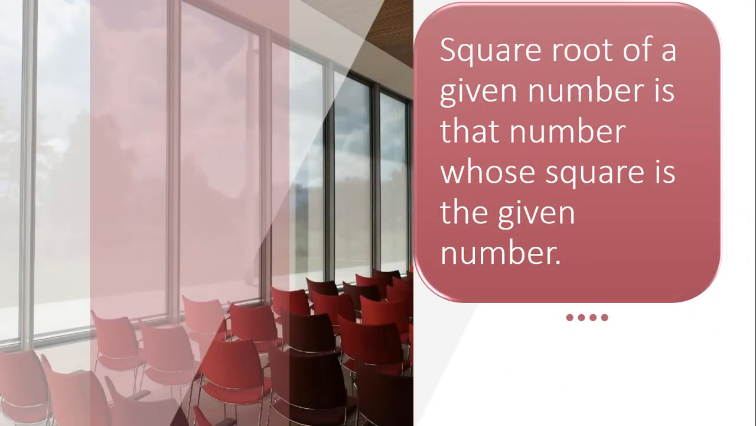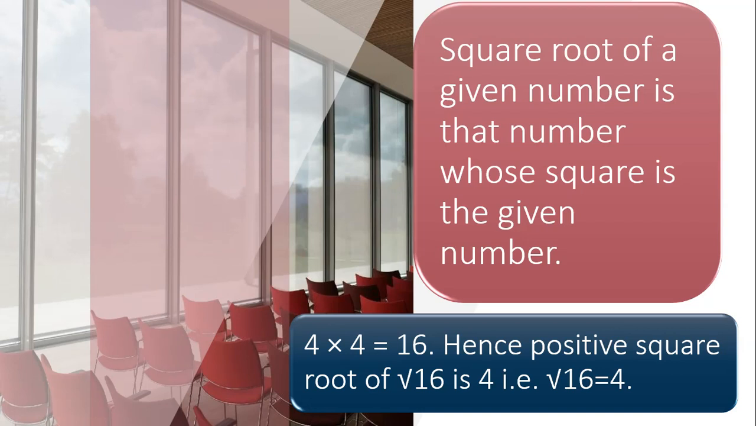A square root of a given number is that number whose square is the given number. See example, 4 into 4 equals 16. Hence, the positive square root of 16 is 4. That is, root under 16 equals 4.